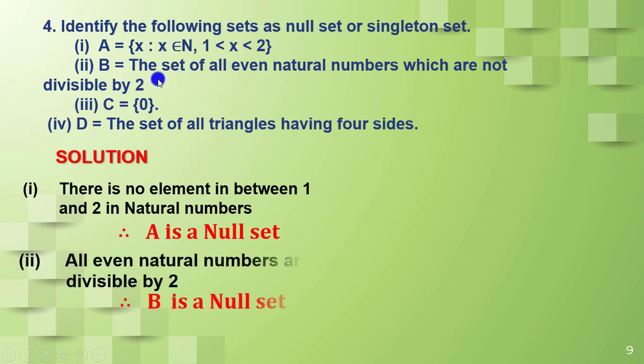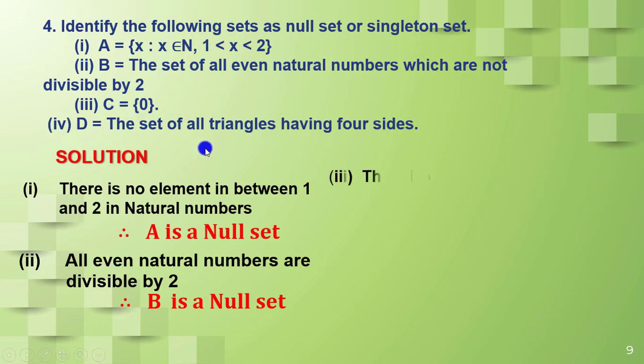Now, let us go to the second problem. The second one is B equal to the set of all even natural numbers which are not divisible by 2. Here, all even natural numbers are divisible by 2. So, there won't be any number which is not divisible by 2. There is no even natural number which is not divisible by 2. Do you have any number like that? No. So, B is a null set.